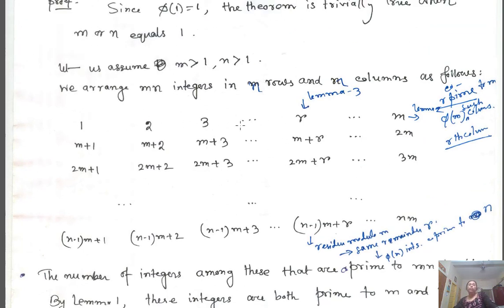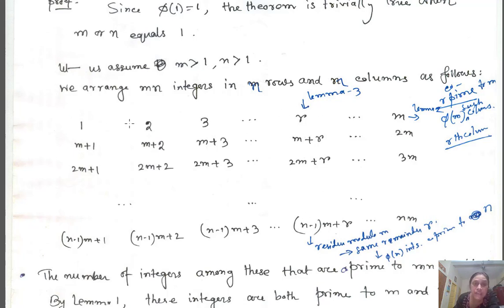Row wise you apply lemma 2. So phi m many integers co-prime to m. And if a column has r co-prime to m, then every element here is co-prime to m, because every element when reduced modulo m gives you the same remainder r. So r co-prime to m means every element here co-prime to m. Now out of them, how many elements are co-prime to n? That is essentially phi n many.